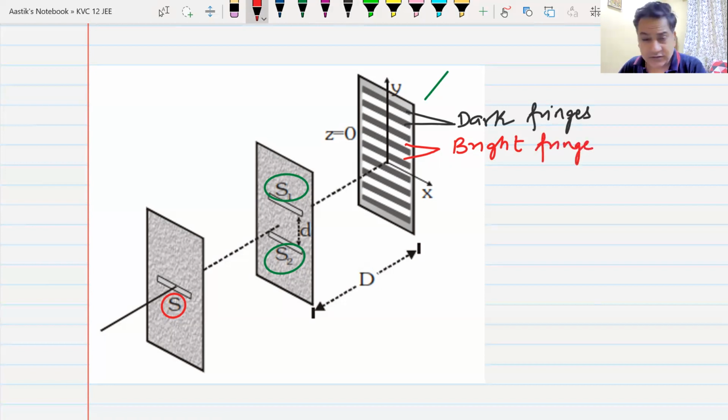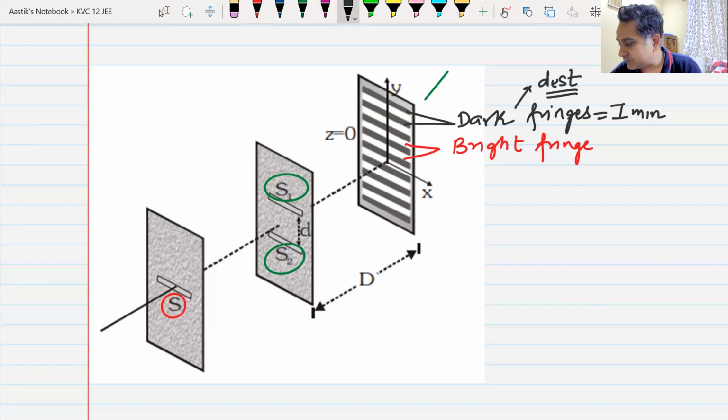A dark fringe, darkness, intensity minimum. Intensity is minimum. And why is the intensity minimum? Because here destructive interference is happening. And then we have the bright fringe, where you have maximum intensity. And why is there maximum intensity? Yes, it's because of the constructive interference.